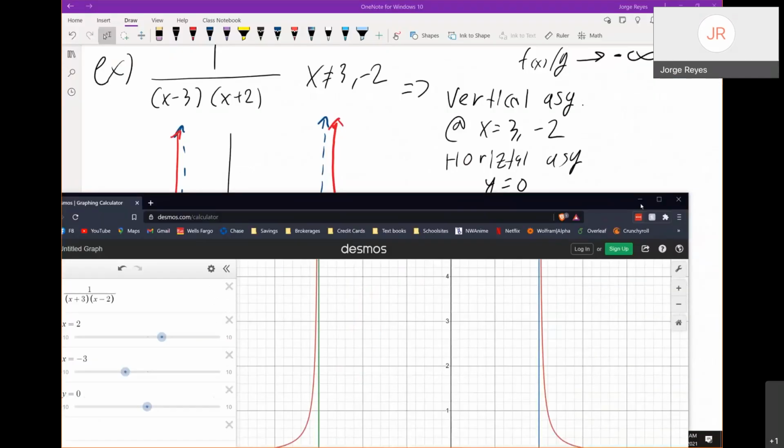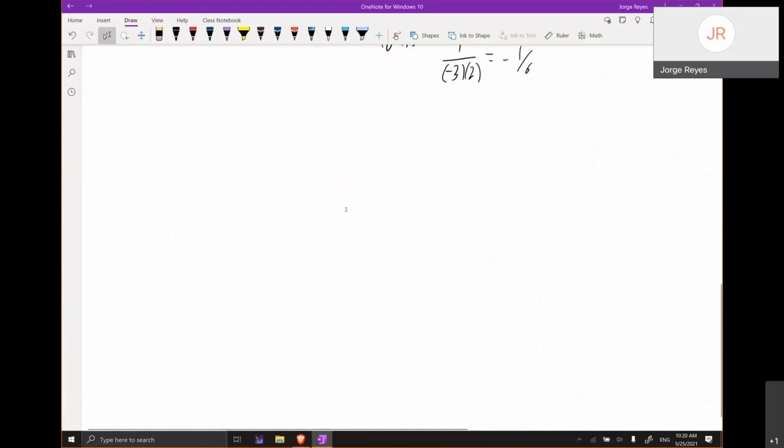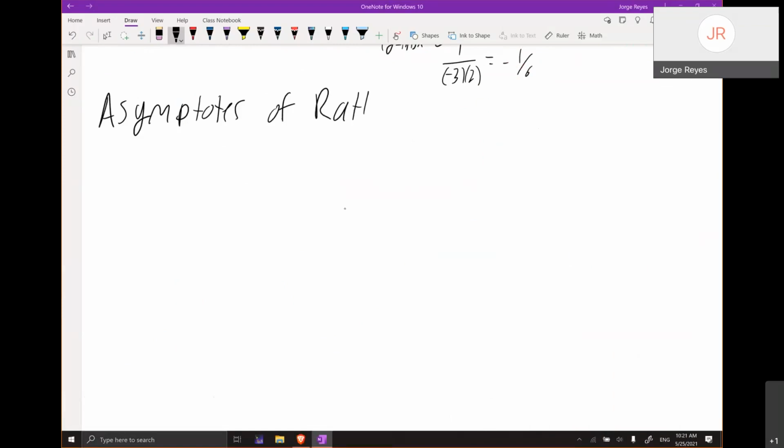Okay, so let's do this example now. Actually, okay, let me just explain. Before we do more examples, let's do how do I figure out the horizontal asymptotes? Okay. So the asymptotes of rational functions.